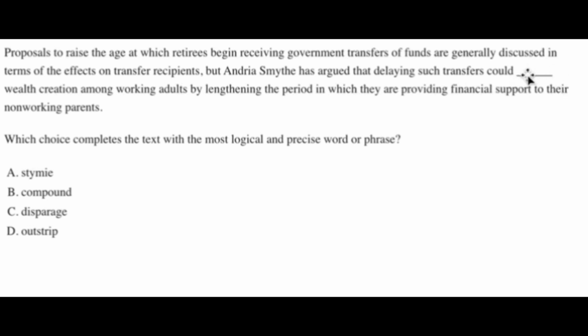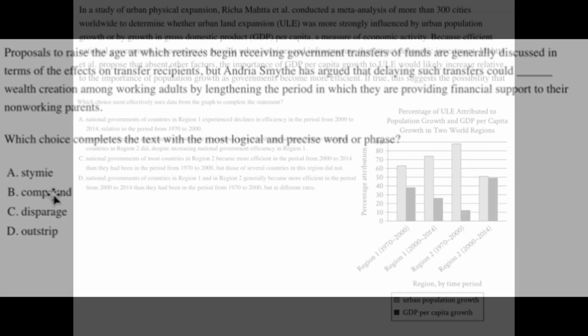Do we see any words down here that indicate that? A is stymie, B is compound, C is disparage, and D is outstrip. B doesn't make any sense because compounding is actually positive. C is disparage, which doesn't quite fit within the context of the sentence. D, to outstrip, means that these younger working class people are outpacing in some way. That doesn't make sense. However, A, stymie, does mean negatively impact or to suppress wealth creation. So that would be our answer.